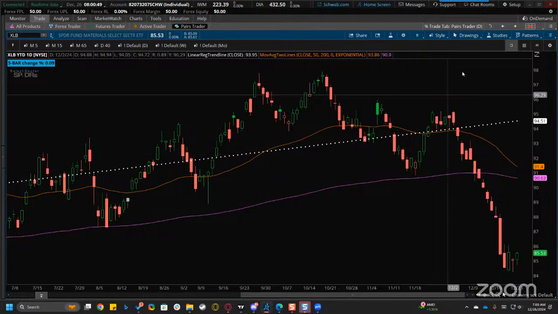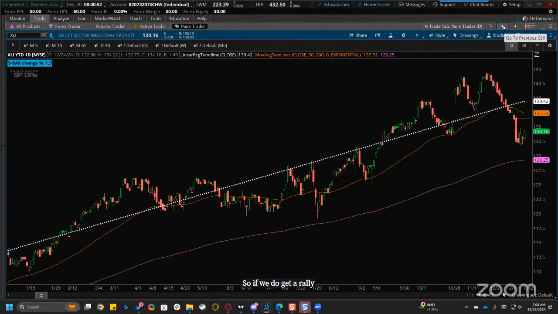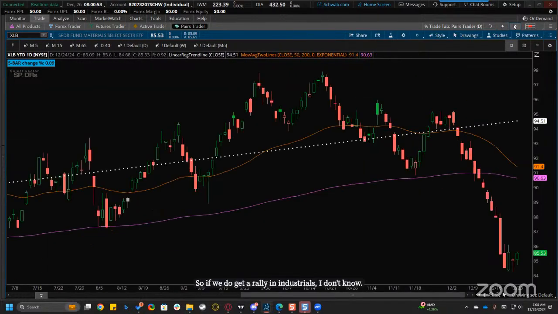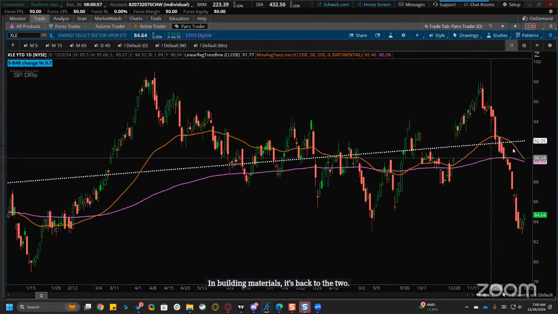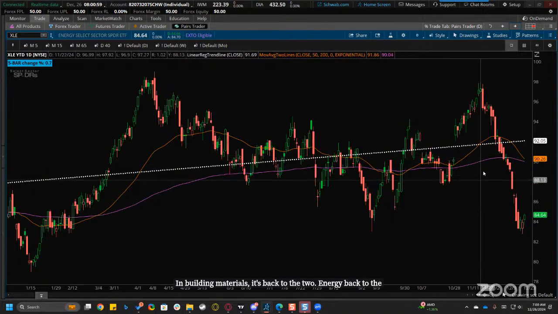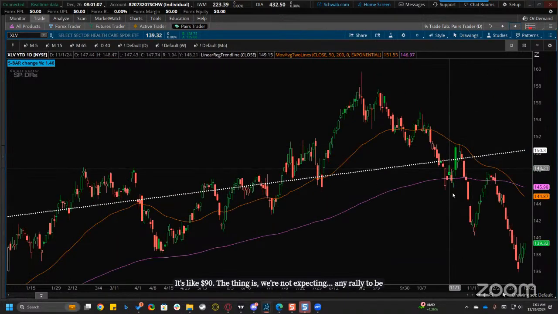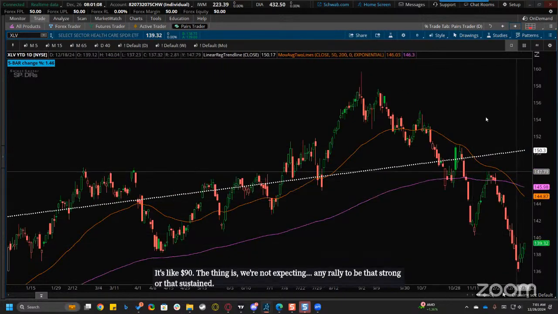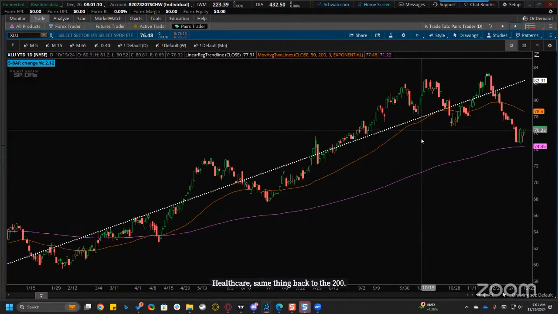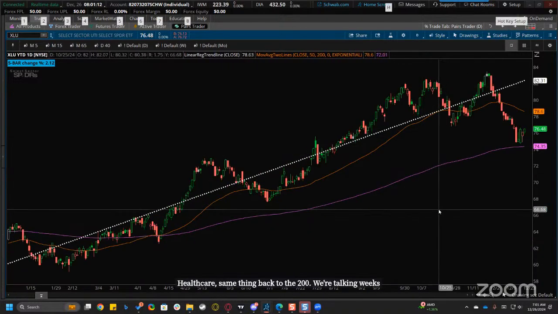So if we do get a rally in industrials, I don't know, in building materials, it's back to the 2. Energy, back to the 200 again. It's like $90. The thing is, we're not expecting any rally to be that strong or that sustained. Healthcare, same thing, back to the 200. We're talking weeks to make that sort of move, right?